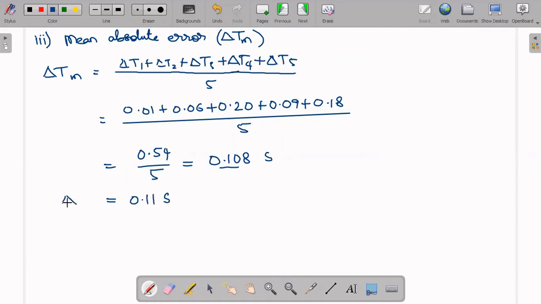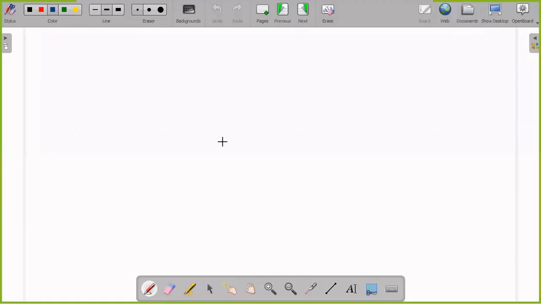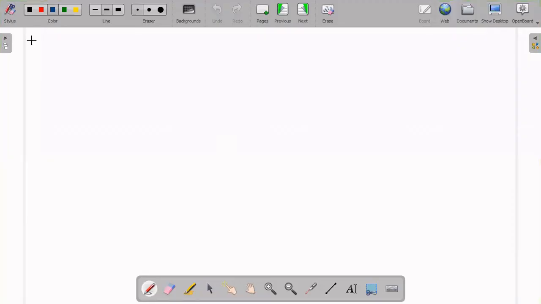This is the mean absolute error, right? Now, next. The fourth part in the question is relative error. So what is the formula for relative error?